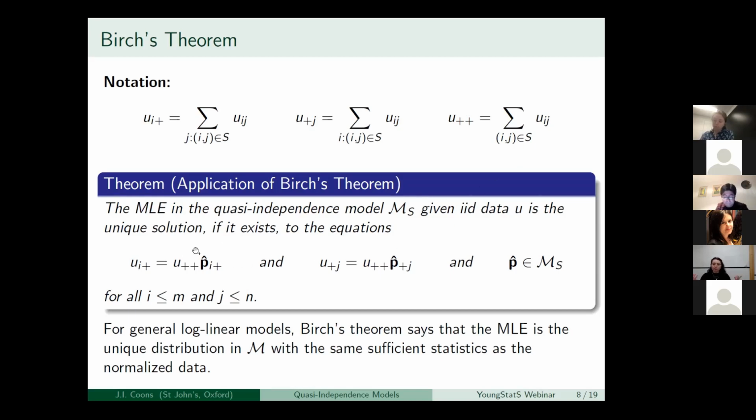What Birch's theorem says about quasi-independence models is that the MLE is the unique solution, if it exists, to these equations. First of all, I want my solution p hat to lie in the model, of course. Then I need that the row marginals of my distribution are equal to the normalized row marginals of the data, and that the column marginals of the distribution are equal to the normalized column marginals of the data. For general log linear models, this says that the MLE is the unique distribution that has the same sufficient statistics as my normalized data.